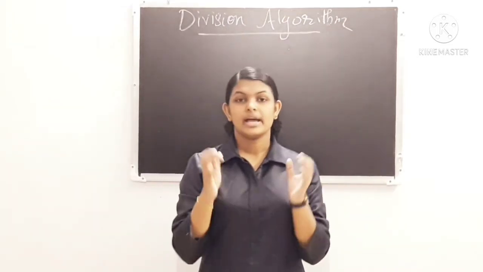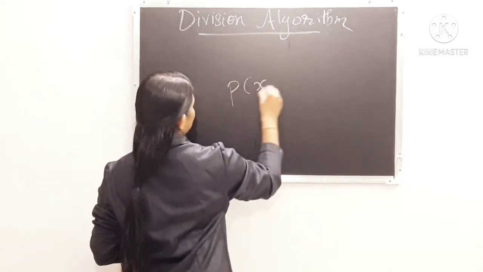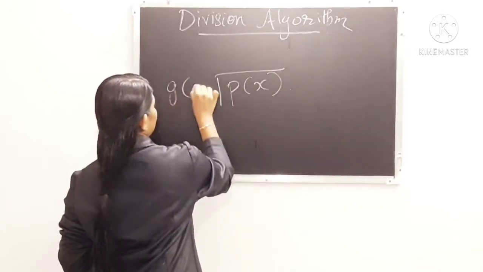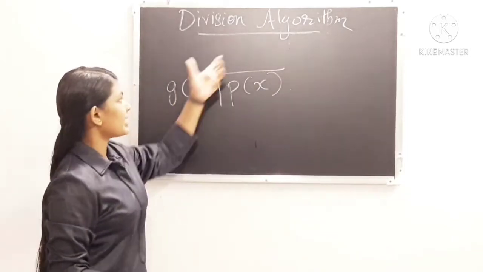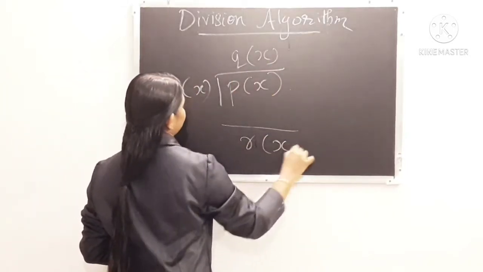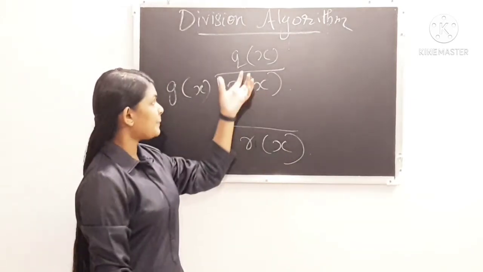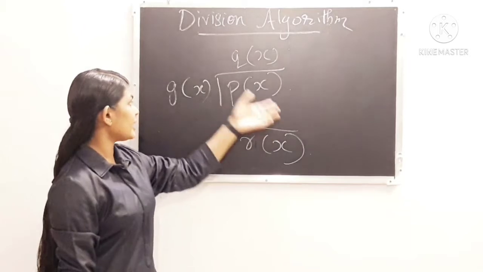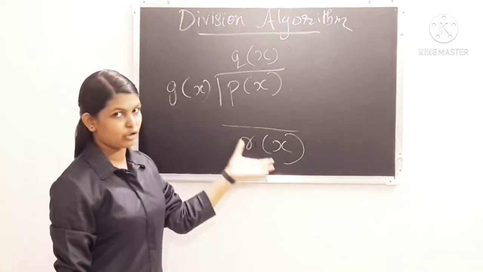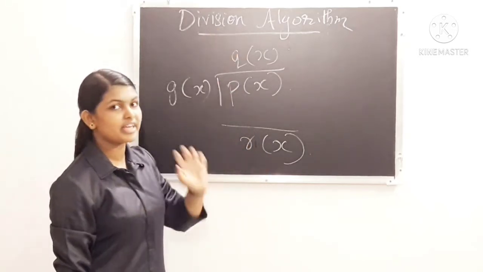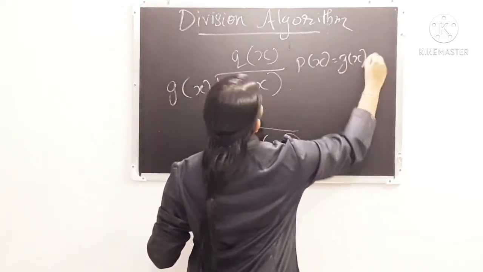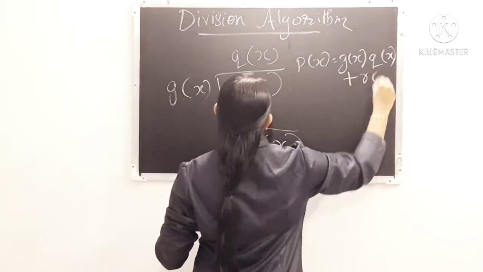Let's consider a polynomial p of x. If it is divided by another polynomial g of x, we get the quotient as q of x and the remainder as r of x. Let's consider that a polynomial p of x is divided by another polynomial g of x and the quotient obtained in that case is q of x and the remainder is r of x. From this division algorithm we can write that p of x is equal to g of x into q of x plus r of x.